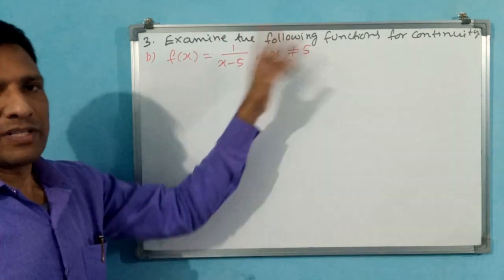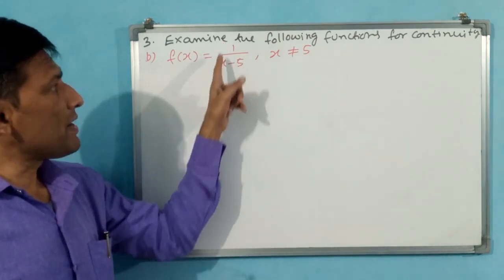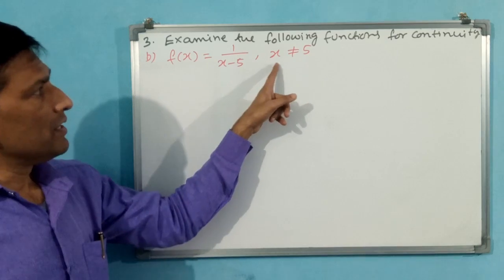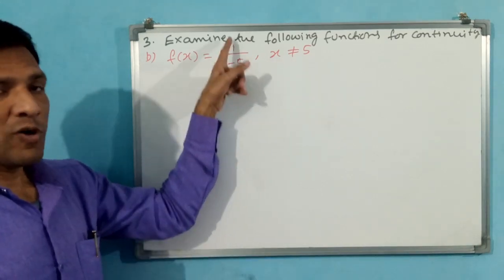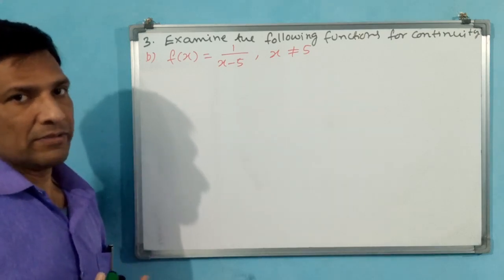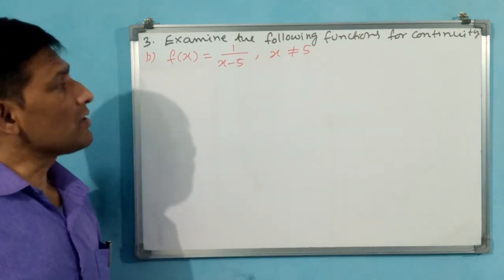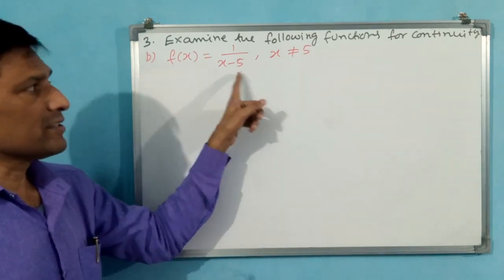Same, examine the continuity of the following function. f of x is equal to 1 by x minus 5, where x is not equal to 5. Why? If x is equal to 5, 5 minus 5 is 0, and 1 divided by 0 is undefined. Because undefined is going to come, the function is not defined at x is equal to 5.